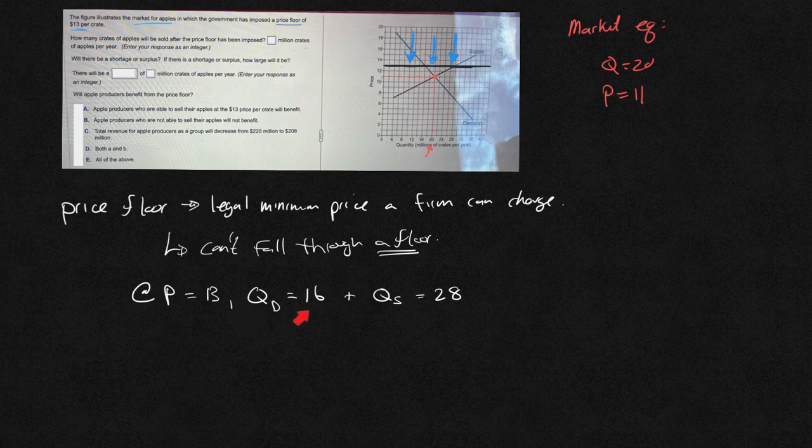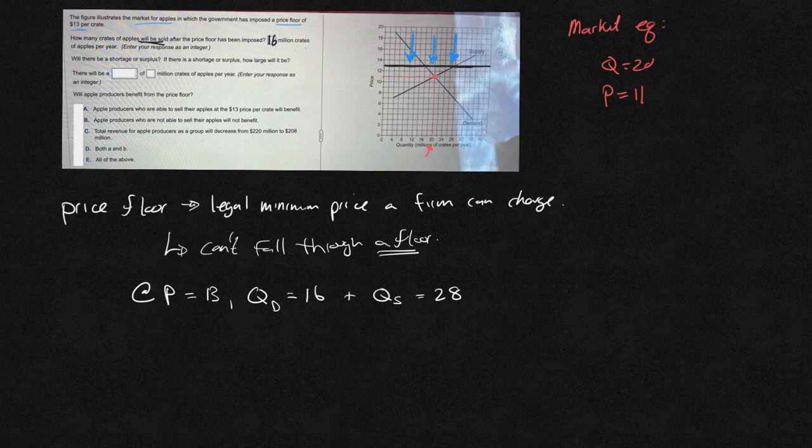Well, I demand 16 and I'm supplying 28, but it doesn't matter. I could supply 1 million. If only 16 people are demanding it, I know for a fact that this number right here is going to be 16. That's the number that will be sold because there's only 16 people waiting in line to try and get it. Now it's asking, will there be a shortage or a surplus, and how large will it be?